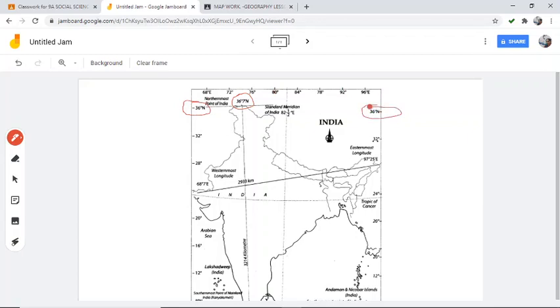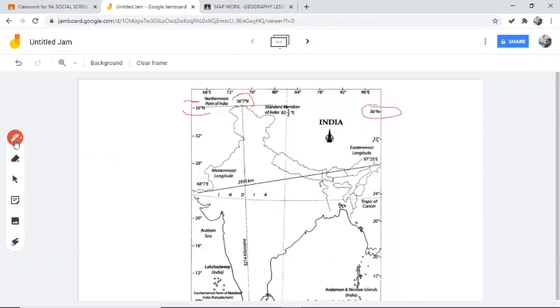If you are marking from here, you can see that the northern part is not exactly parallel to the northernmost latitude, it's going a little bit above. Because of that, we say 36.7 degrees north latitude is the northernmost latitude of India. Okay, so it's clear here.